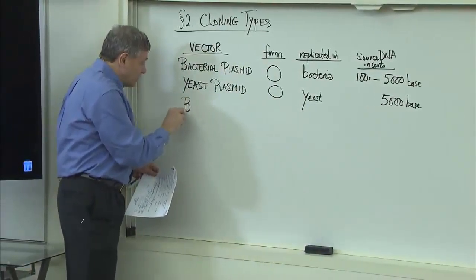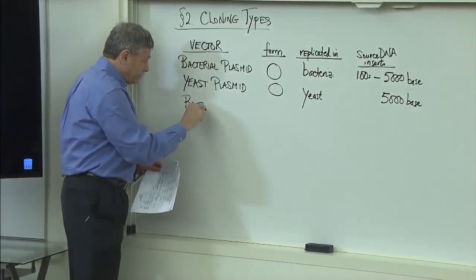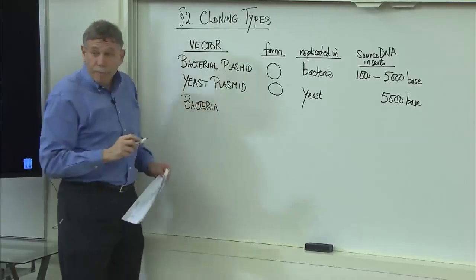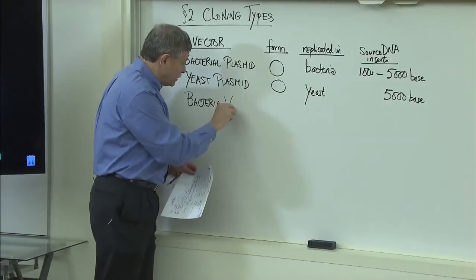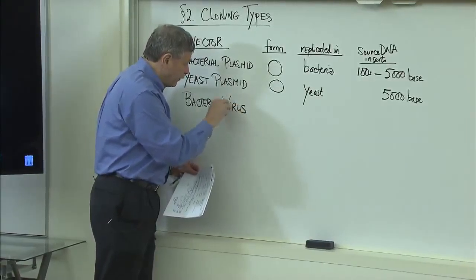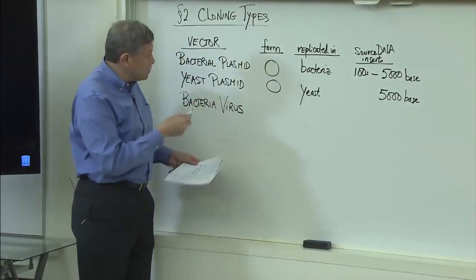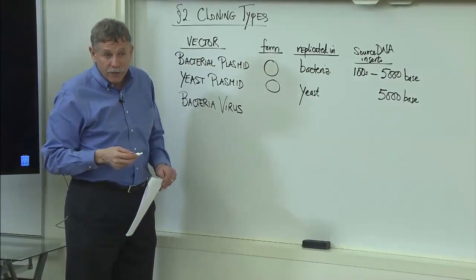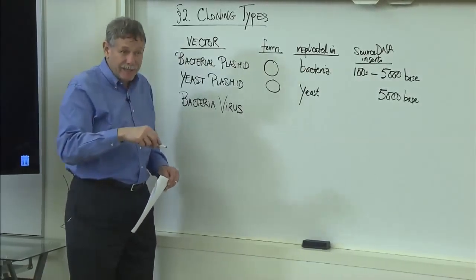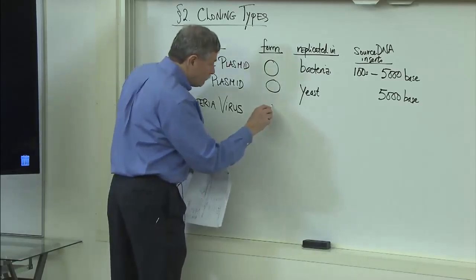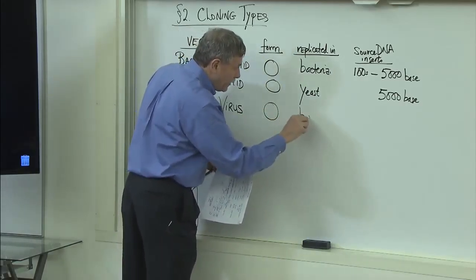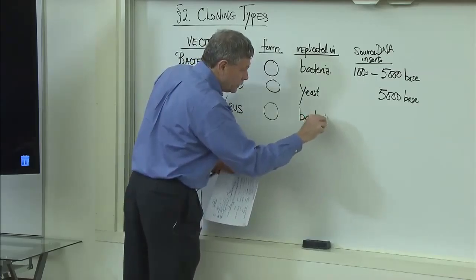Bacteria have viruses that infect them. They're also replicating creatures, these bacterial viruses. We've talked about bacteriophage. Well, it turns out you can take the genome of a bacterial virus and clone into it and use it to grow and replicate. So I can have that and I can infect bacteria with it.